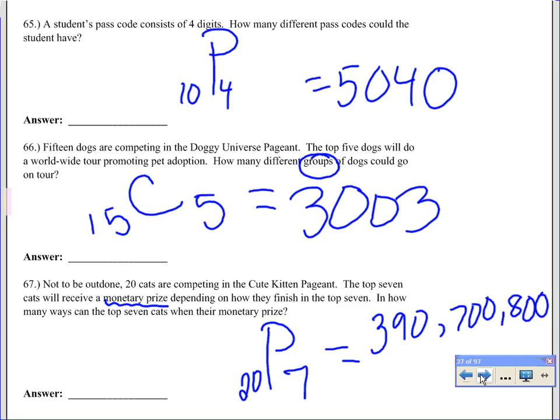65 is 5,040, 66 is 3,003, 67 is 390,700,800. Make sure if it was a permutation, you had a P. If it was a combination, you had a C. I noticed some people yesterday on 65, you were forgetting that there are 10 digits. That's where the 10 comes from in 65. There's a total of 10 digits from 0 through 9.